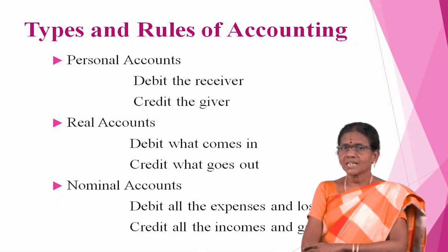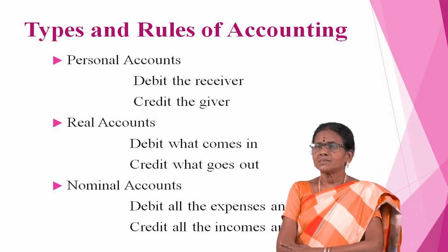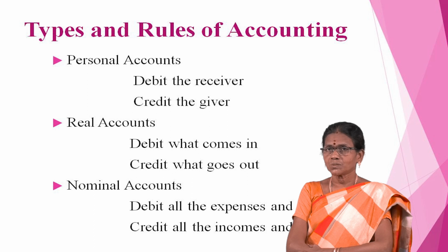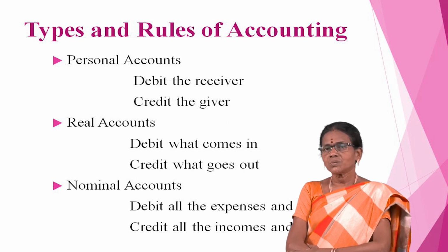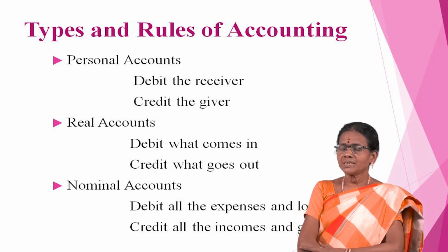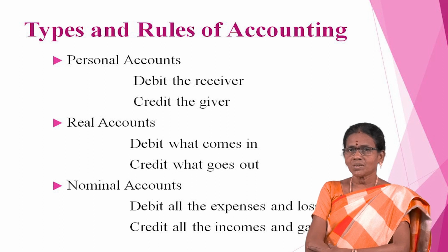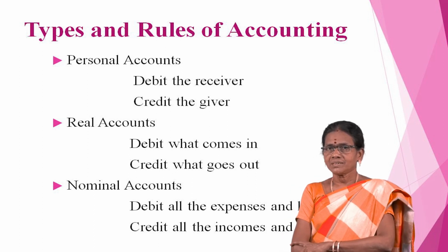The next one, the types and rules of accounting. The rules of the double entry system are otherwise called the golden rules of accounting. There are 3 rules: personal accounts, real accounts and nominal accounts. Personal accounts are mainly in connection with the individual parties. So the rule is debit the receiver and credit the giver.